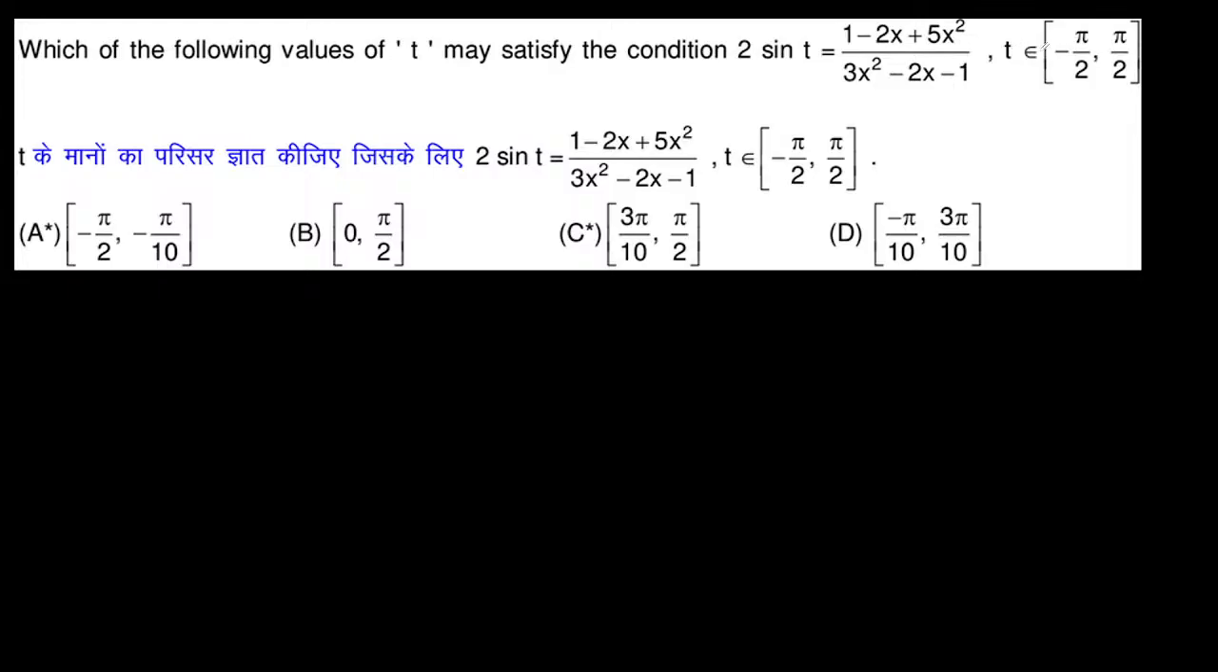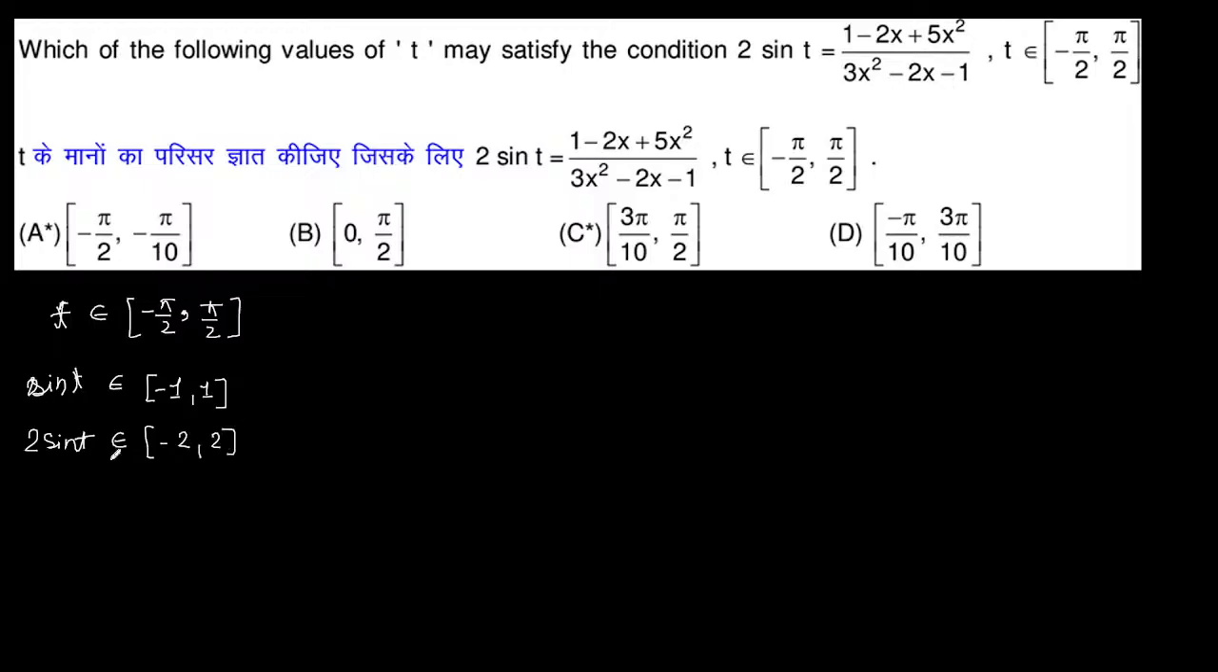So if t belongs to minus π/2 to π/2, sin t will belong to -1 to 1, so 2 sin t will belong to -2 to 2, okay. So this is the first part for sin 2t.